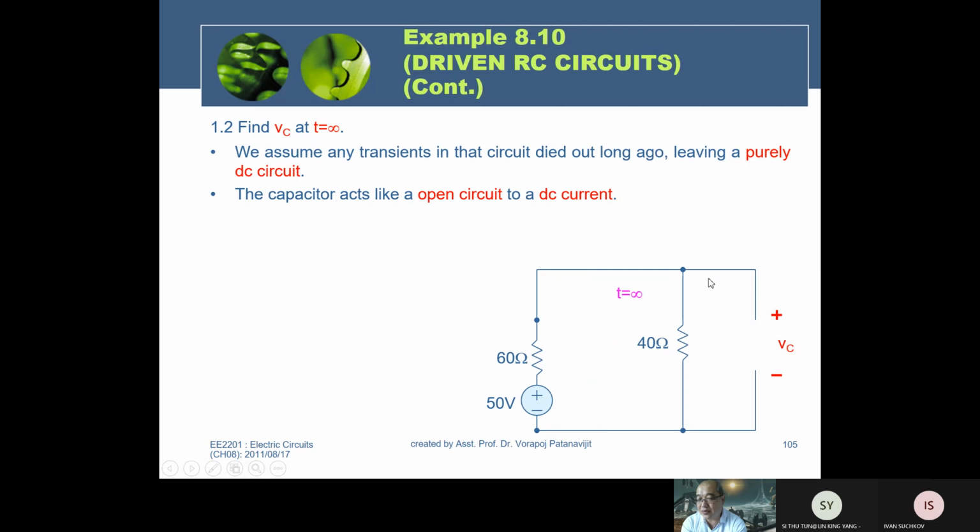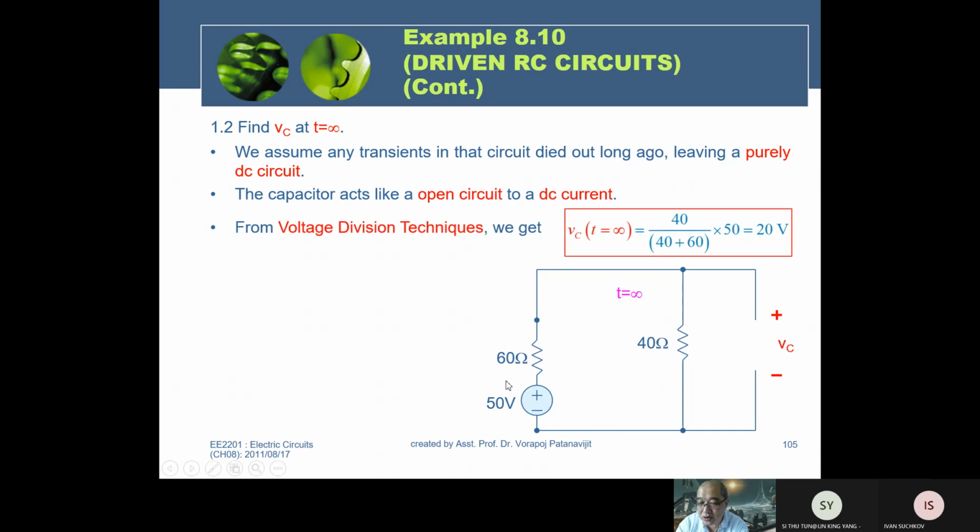250 parallel will give you 40 ohm. Now in this case, VC will be the voltage across the 40 ohm, okay? And it has only 3 elements left, okay? One voltage source and 2 resistors connected in a series structure. You can determine VC or V of 40 ohms by using the voltage divider technique, okay?